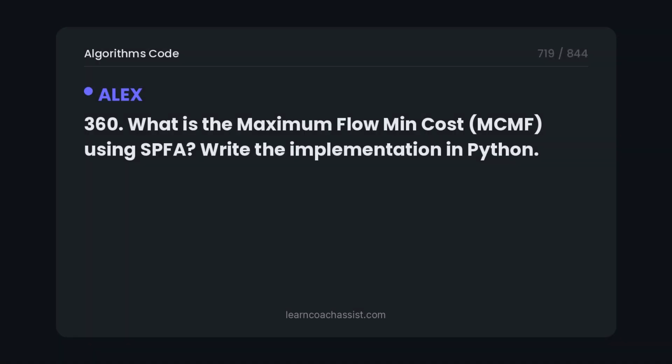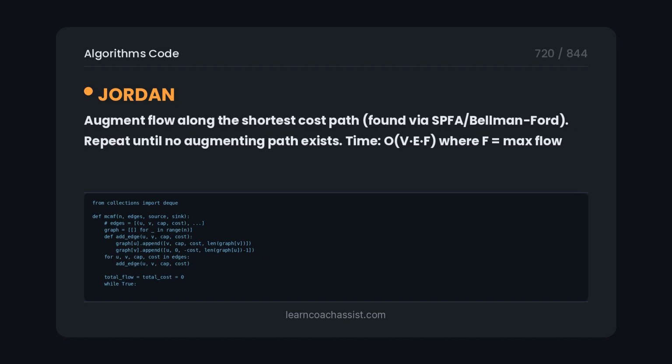360. What is the maximum flow min cost, MCMF, using SPFA? Write the implementation in Python. Augment flow along the shortest cost path, found via SPFA/Bellman-Ford. Repeat until no augmenting path exists. Time O(VEF), where F equals max flow.